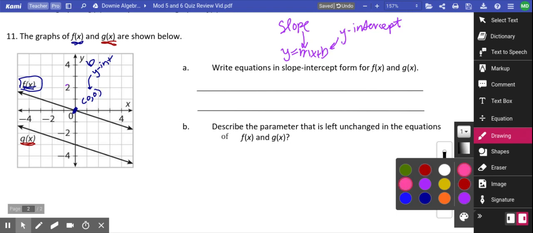In order to find my slope, I'm going to take 2 points on my line, and I know slope is visually rise over run. So from one point to the other, I'm going to rise up 1 and run to the left 1, 2, 3, which is my negative direction 3. So my slope of f of x is negative 1/3.